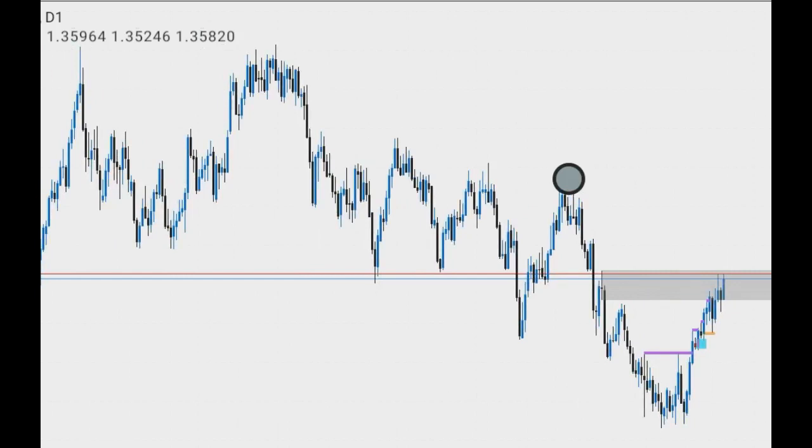All right? Now, what are we looking for on the daily time frame? What we are looking for is the directional bias of the market. And if there is any POI on the higher time frame, you mark it out.